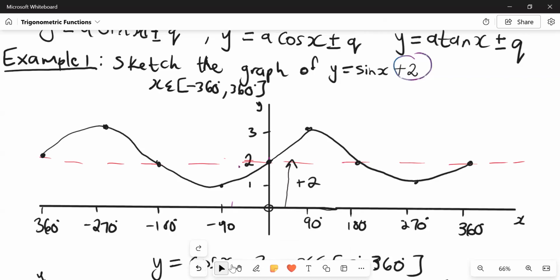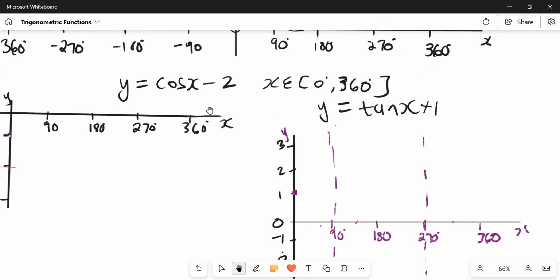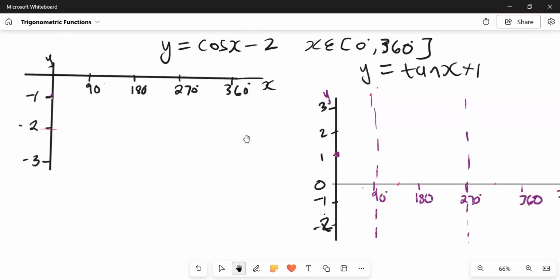Now let's check another example. Y equals cos x minus 2. For cos x minus 2, again, it's not a problem. We start at negative 1, then that's 0. At 90, you have your negative 2 there. At 180, you have your negative 3, 270, negative 2 again, and then 360, you have your negative 1.